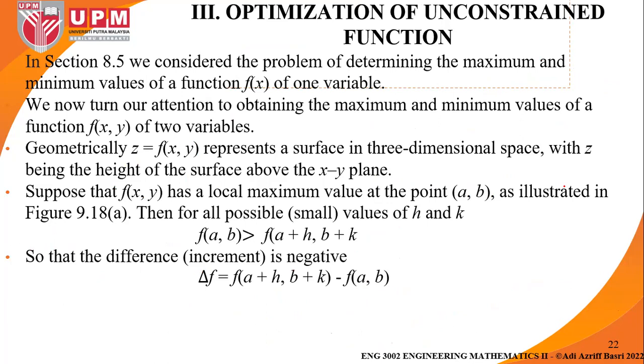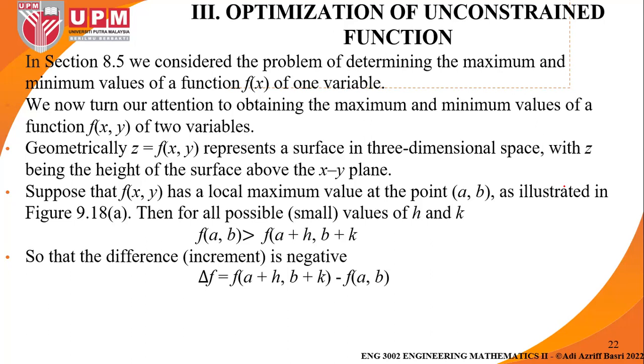The next topic is about optimization of unconstrained functions. So in these sections, we considered the problem of determining the maximum and minimum value of a function of one variable. So we now turn our attention to obtaining the maximum and minimum of functions of 2 variables. Previously we learned how to find the maximum and minimum of a function in one variable. Normally in maths one, you learn what is maximum, minimum, and the value of maximums, and differentiation, if you remember the application of differentiation. So now this will cover 2 variables.